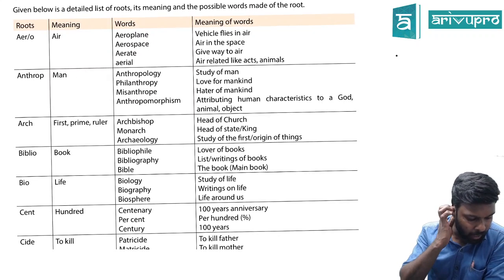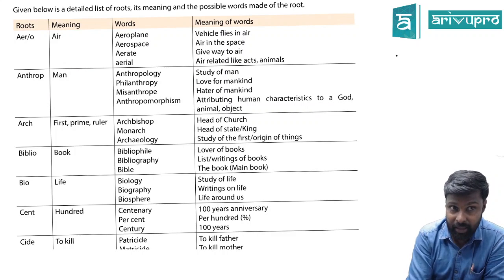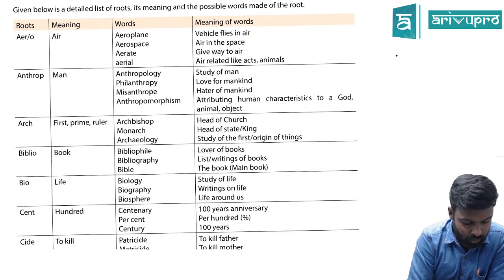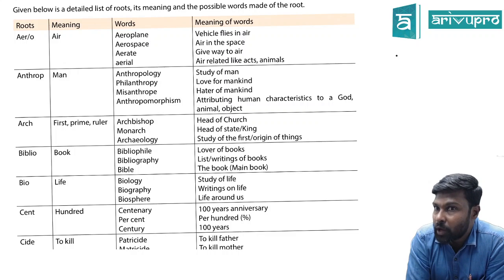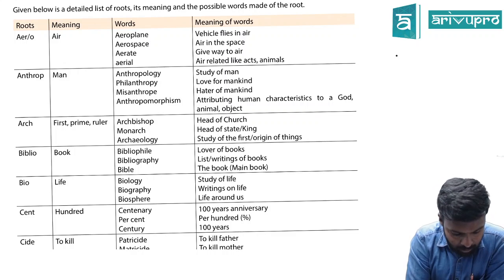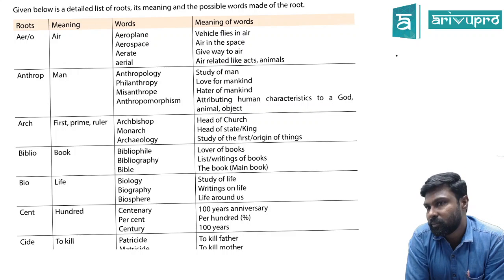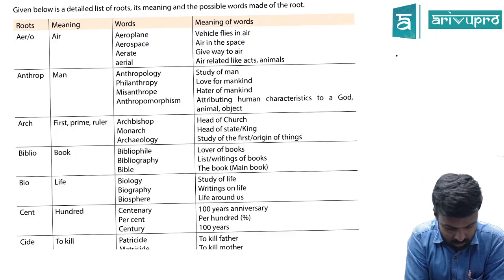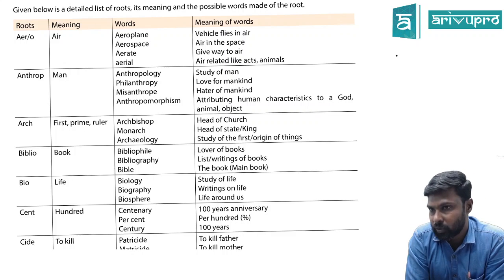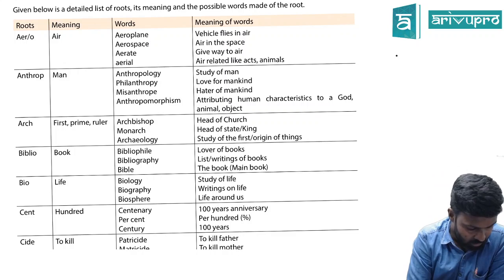So when you say aero, what does it mean? Air. Right? So what are the words? Aerospace, aeroplane, aerodrome, aerate, aerial. These are certain words. What is the meaning of each of those words? Aeroplane means it's a vehicle. So each one has a different meaning.